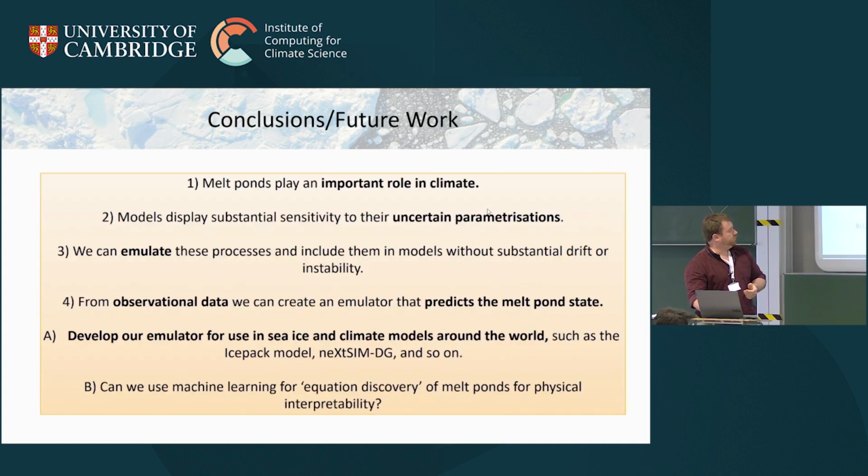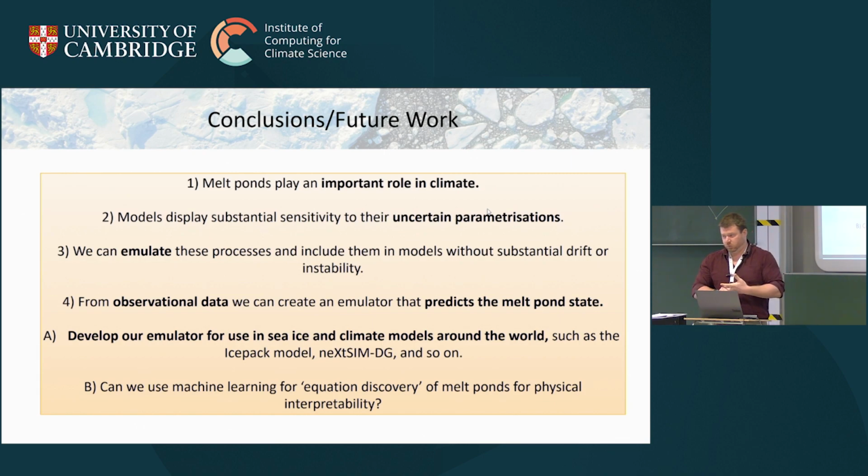So the conclusions and future work are: melt ponds play an important role in climate. They display substantial sensitivity to their uncertain parameterizations. We can emulate these processes in the model using neural networks without substantial drift or instability. We can take observations, and neural networks can learn to predict the physics of the melt pond state. Now we're looking at, we've got a neural network emulator, can we put this back into the Icepack model, into NextSimDG, and so on.